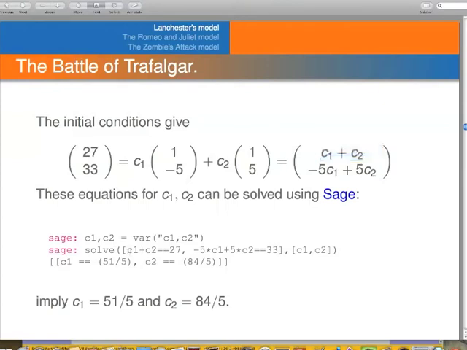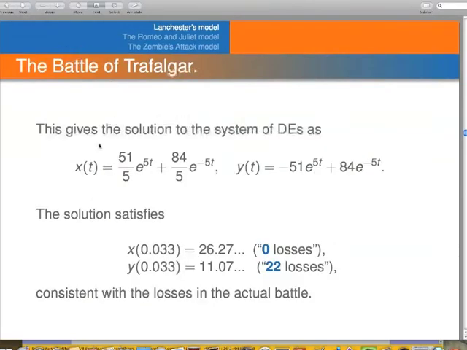It's pretty easy. C1 plus C2 is 27, and then this other equation is here. We ask SAGE to solve it using the solve command, and it gives us C1 is 51 over 5, and C2 is 84 over 5. And that gives us these equations here. You see right away that the X-men, the British side, cannot lose because both of these coefficients are positive. Whereas the Y-men, this side here, have to lose because their leading term is actually negative.